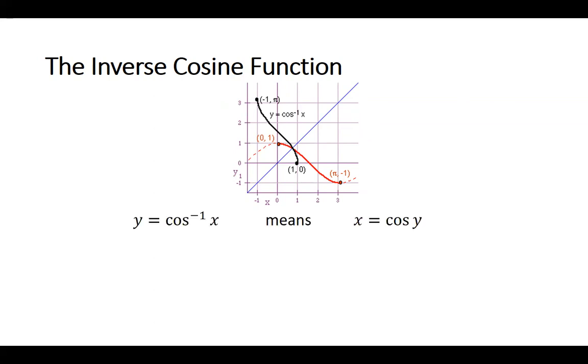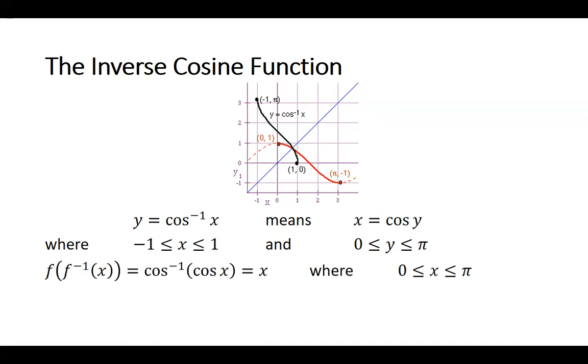And same thing, y is equal to the inverse cosine of x means that x is equal to the cosine of y. If you take the inverse cosine of a trigonometric ratio, you get the angle. If you take the cosine of an angle, you get the trigonometric ratio. And again, we can see that for the inverse function, x is between -1 and 1, and y is between 0 and pi.